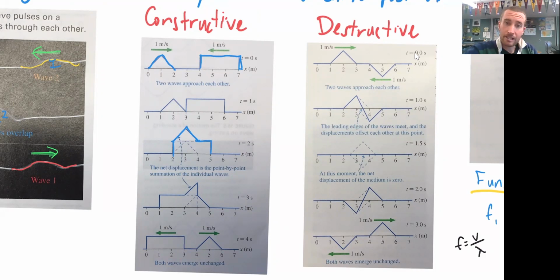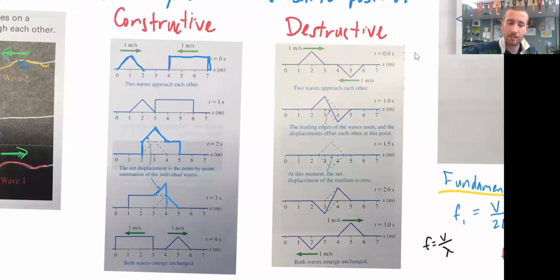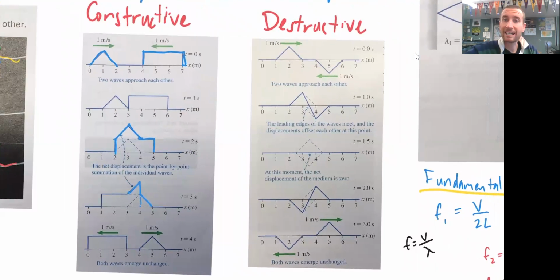Then when they get slightly askew, half the triangle is still on top, and then the other half down here is below. If you add those together, you get the original triangle. And then they pass fully through each other and they continue on their way. So that's constructive because they build up together. Destructive interference is when they work against each other.